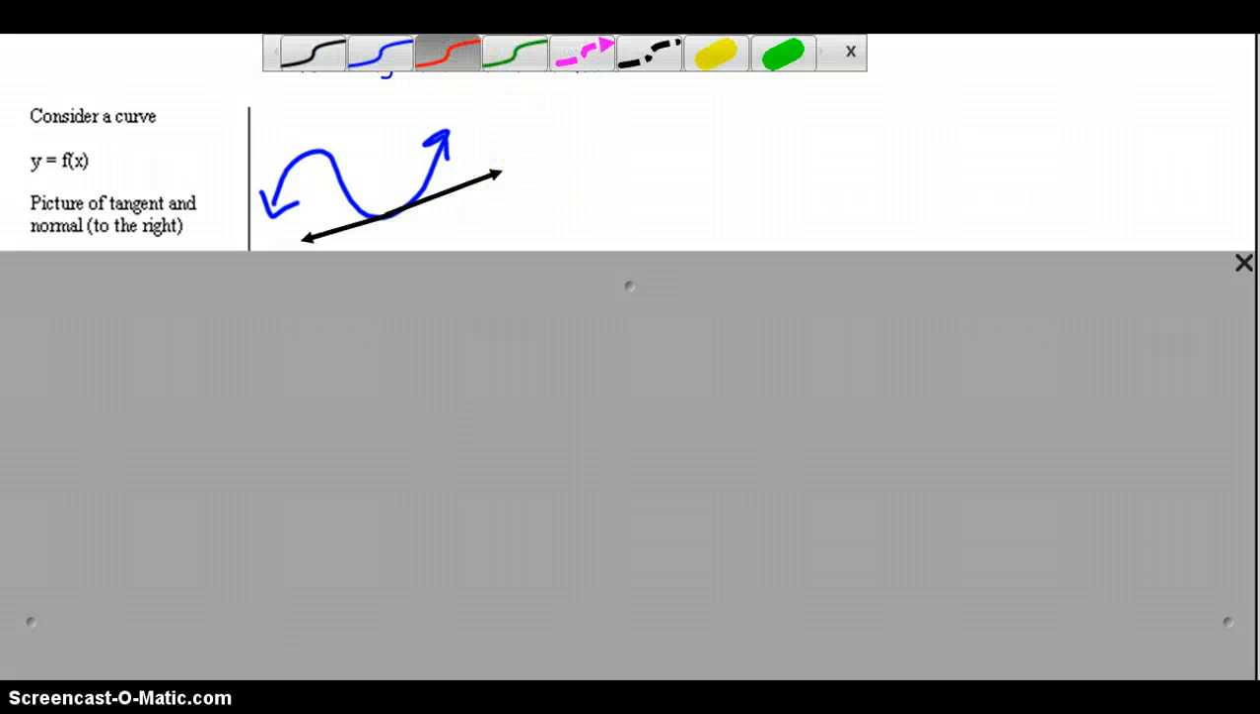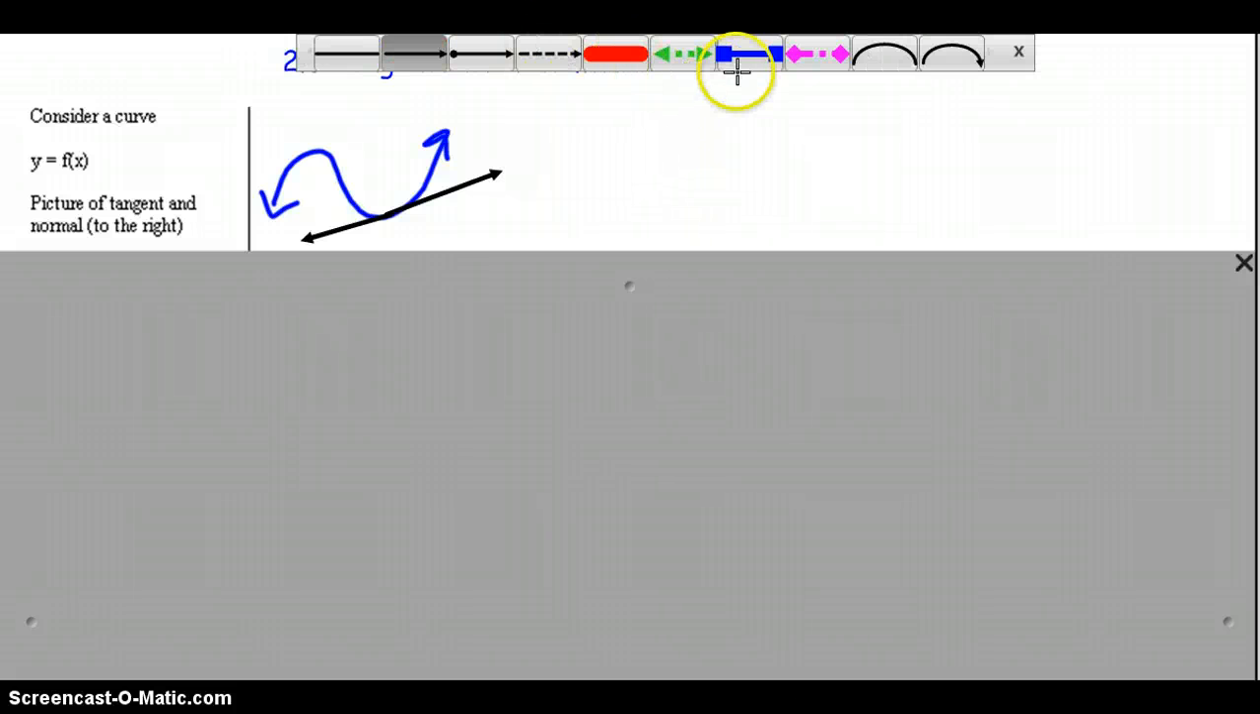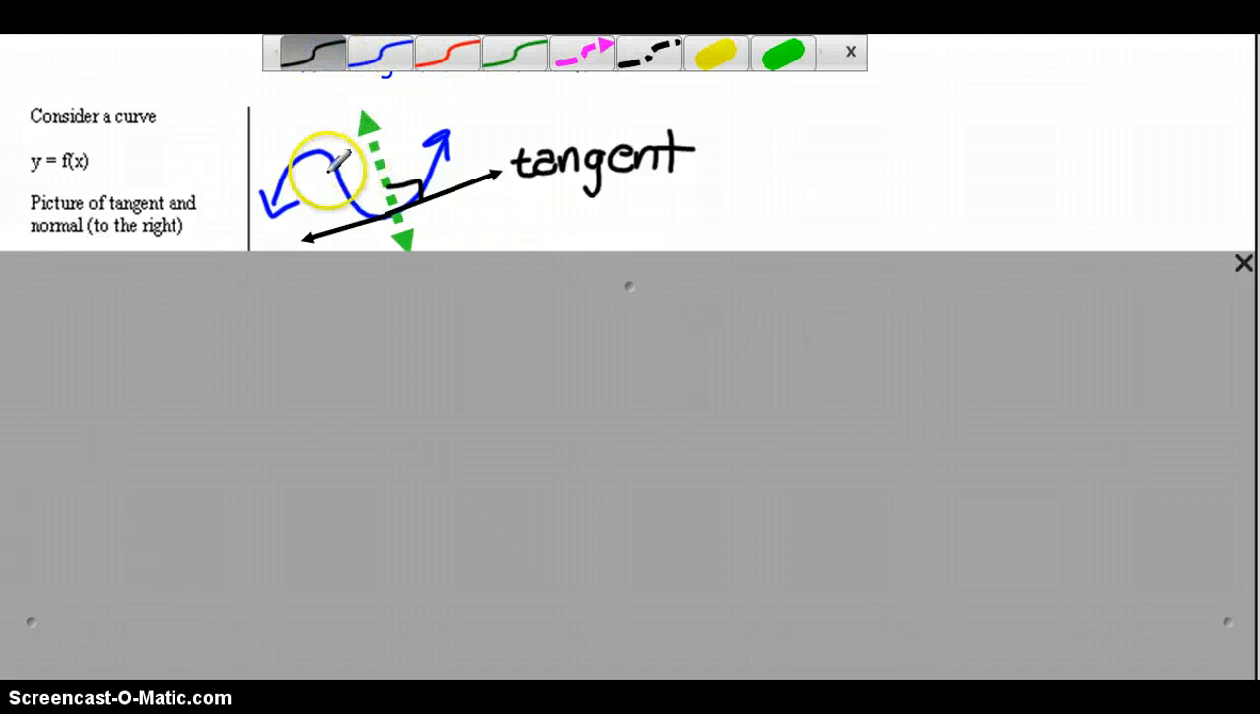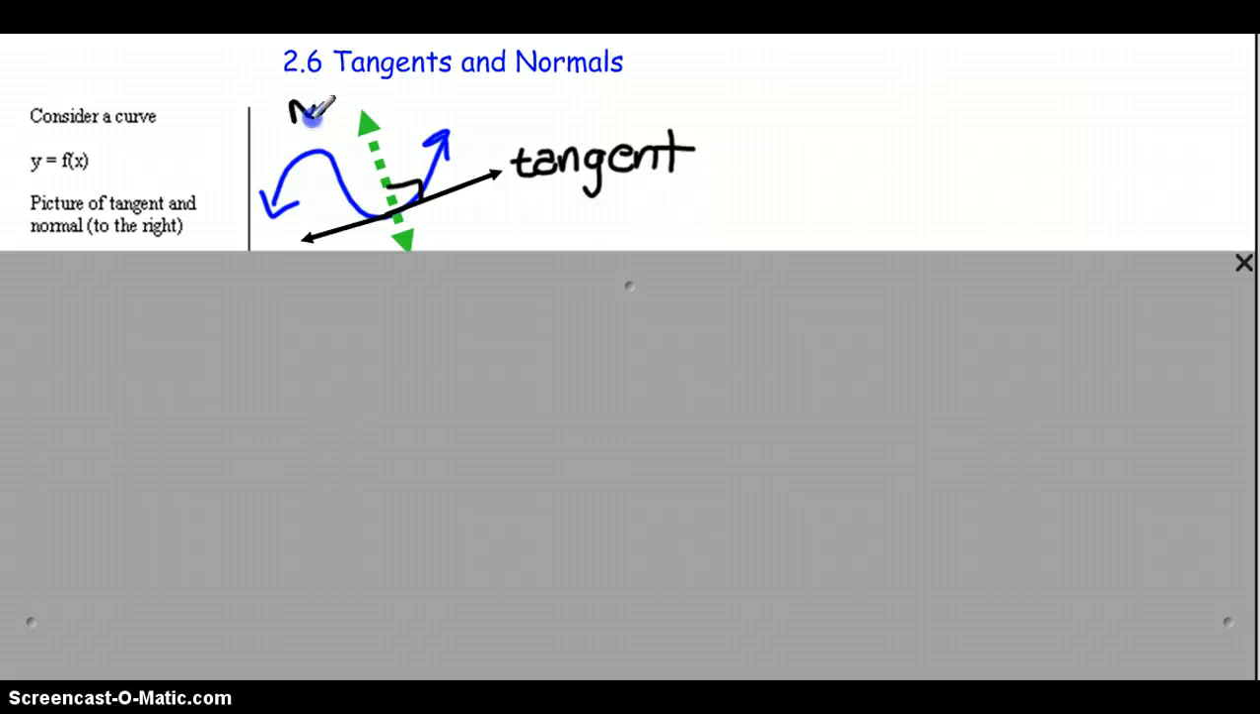My normal line is going to be perpendicular to my tangent line, and I will use the green to represent the perpendicular. As long as we have a right angle in between, I'm going to label this one as my tangent. We've been doing a lot with tangent lines, so we know that the slope of the tangent is my derivative, and over here is my normal line. So a normal and a tangent are exactly 90 degrees of each other. They are perpendicular to each other.